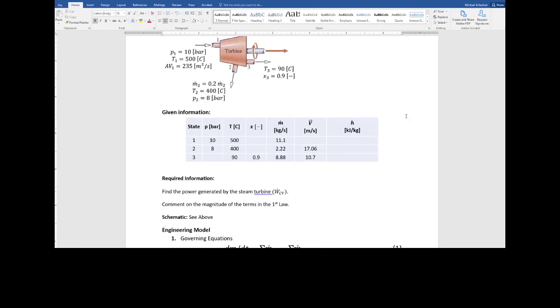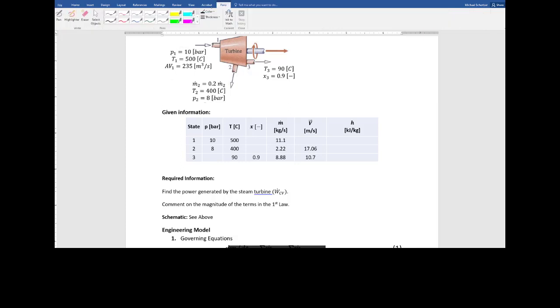So here's this same problem, but I wrote down the information that we found in the last problem. In the last problem, we found these two velocities. But now we have this same turbine, one inlet and two outlets, and we're trying to find the power generated from this turbine. It tells us it's a steam turbine, so it's water working through. And now we want to talk about the magnitude of the terms because I know these velocities. So I'm trying to say, is the velocity term important?